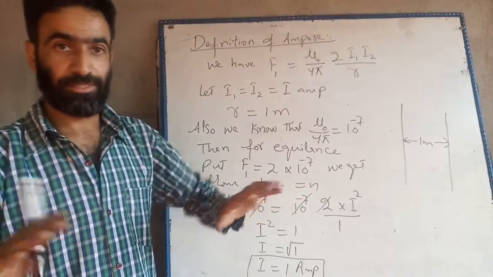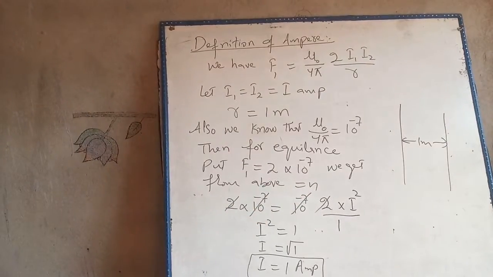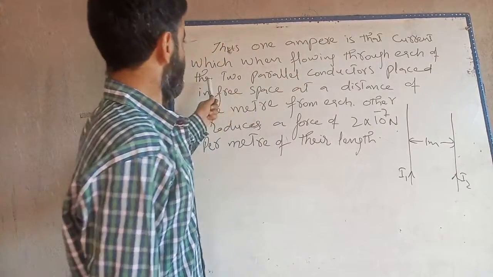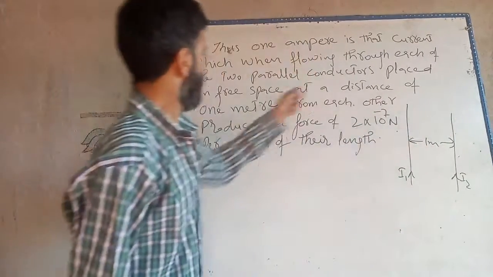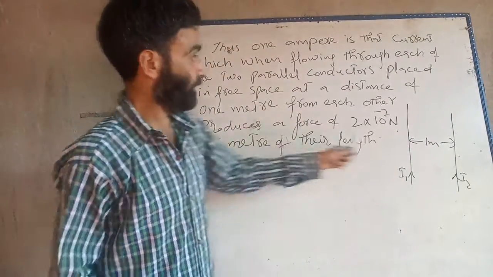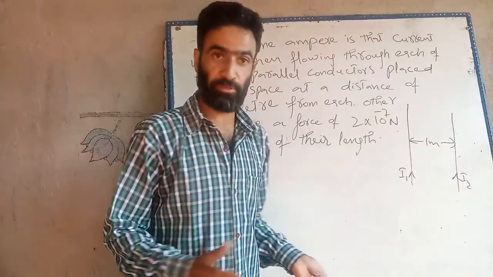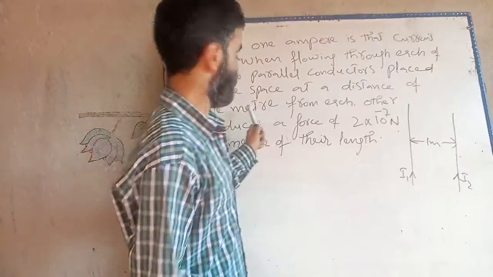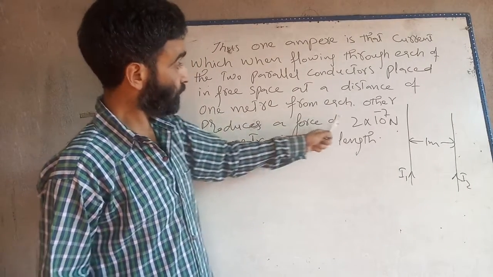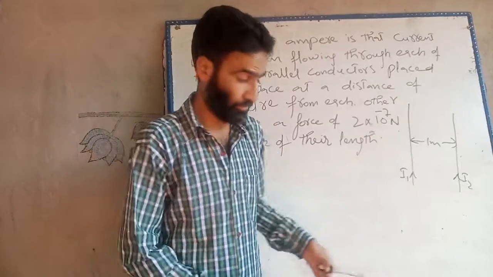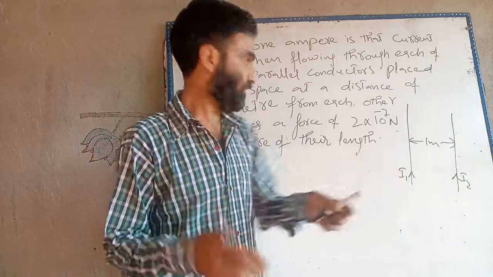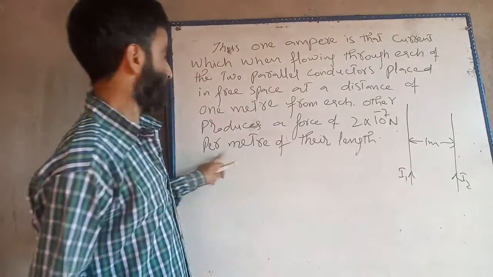Now let us write down its definition. Thus 1 ampere is that current which, when flowing through each of two parallel conductors placed in free space at a distance of 1 meter from each other, produces a force of 2 into 10 to the power minus 7 Newton per meter of their length. We used the value of 1 meter and this force in the previous calculation to equalize the factors.